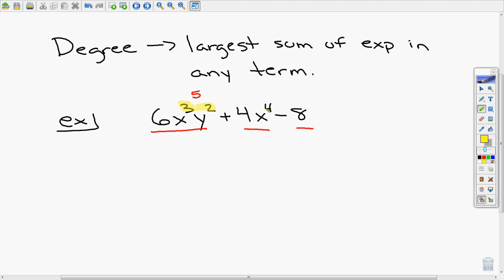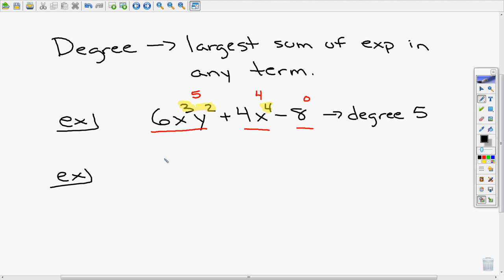This one we only have a 4, so the degree for this term would be 4. And this one there's no variable or exponent. If you don't see a variable, then the degree is 0. Right? Well, we look at the biggest one, and you can see the biggest one is the 5. So this is a polynomial of degree 5. You look at the biggest one.